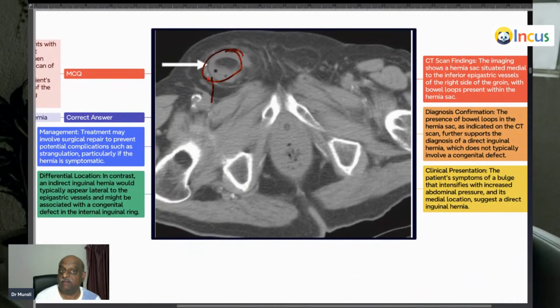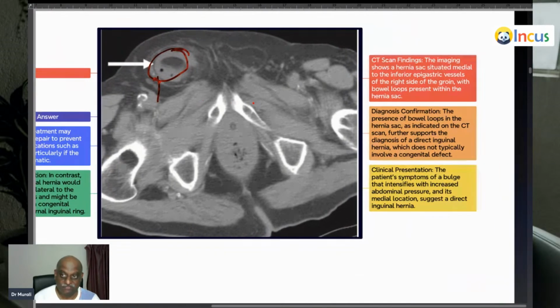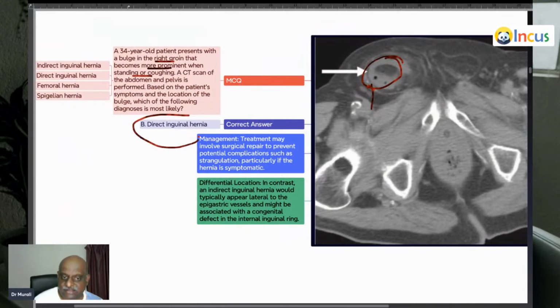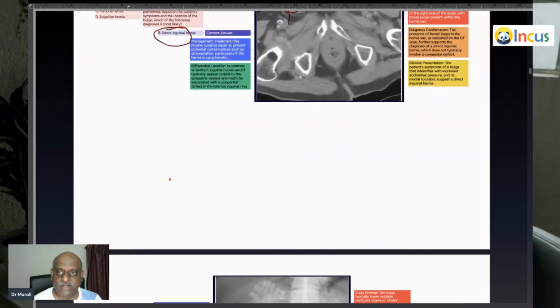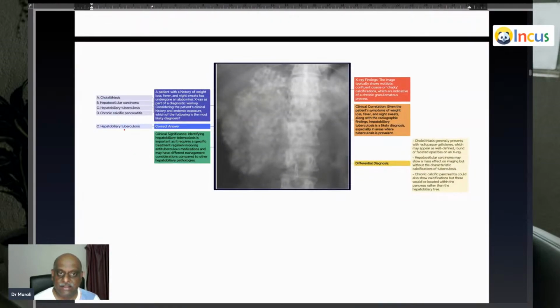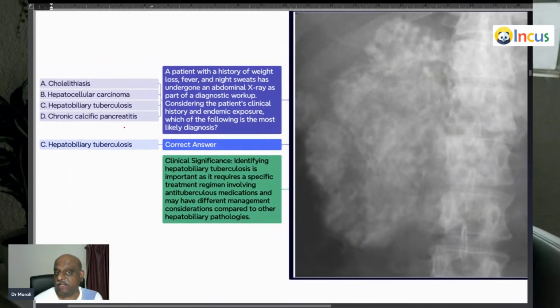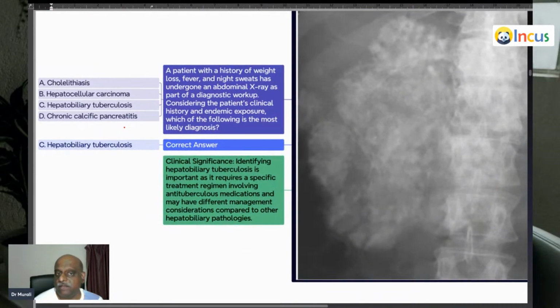Medial to the inferior epigastric vessels. And typically the bowel loops are present within the hernial sac. That's the reason it is direct inguinal hernia is what you need to remember. The patient is having a history of weight loss, fever, night sweats, undergone abdominal X-ray.